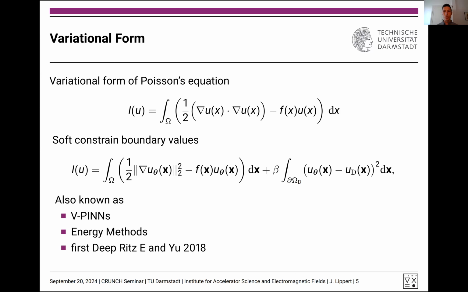This method is known in the literature also as variational PINNs, since they use the variational form, or also as energy methods, since it's an energy function we minimize here. But to my knowledge, the first ones who published it were E and Yu in 2018 with the deep Ritz method. And our paper is based on exactly this paper, deep Ritz.